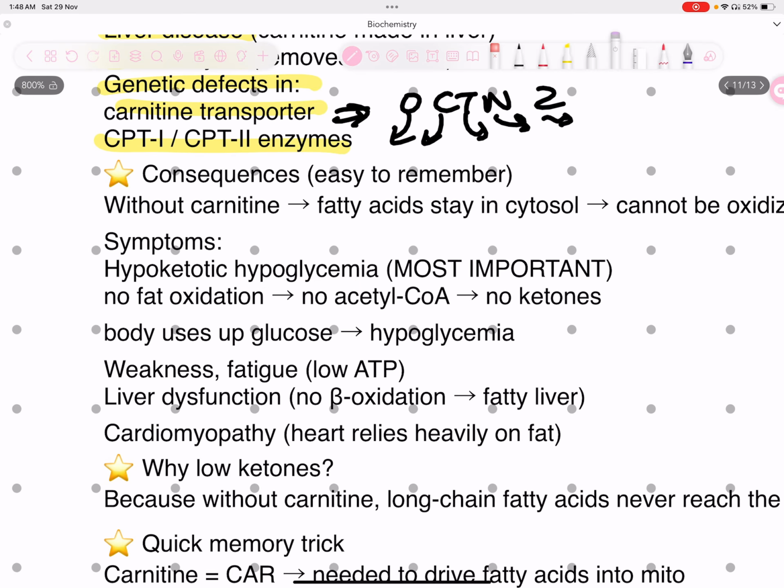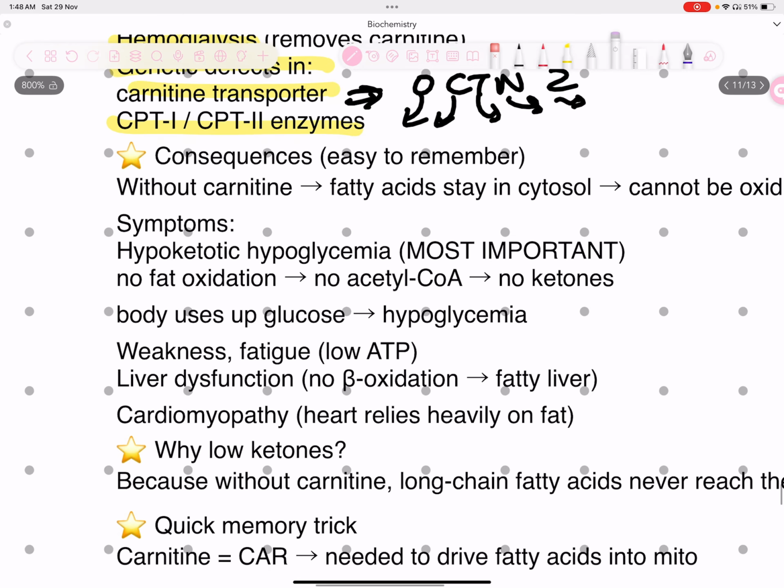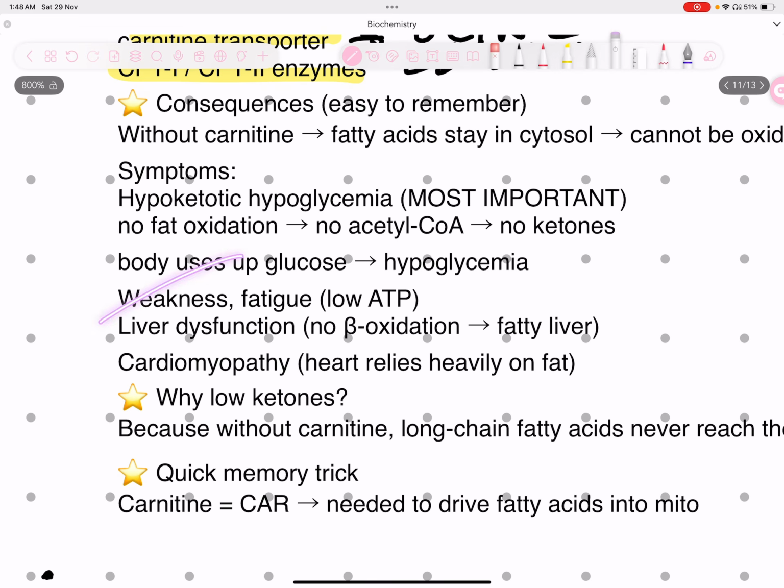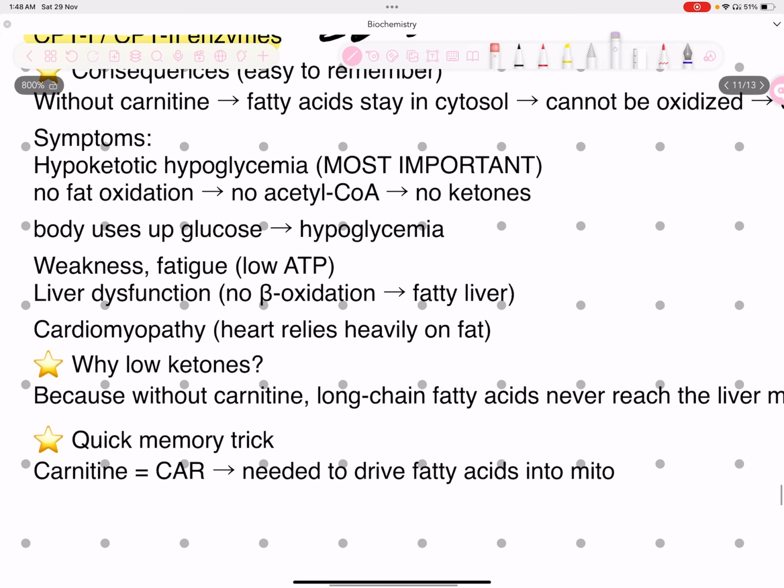Because the body decides to oxidize fatty acids when it's already in a food deprived state, when it's already starving. So it's like, okay, we do not have glucose, let's go and ask for help from fatty acids. But at this point, even fatty acids aren't helping. So hypoketotic and hypoglycemia because of the already existing glucose shortage. And there'll be weakness and fatigue, liver dysfunction, and cardiac myopathy.